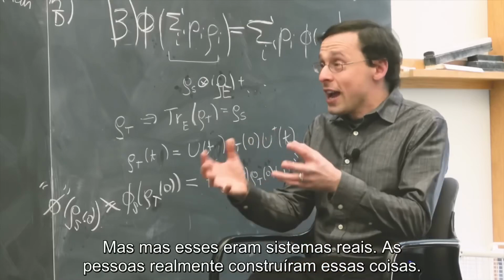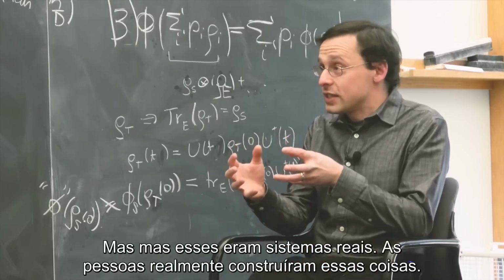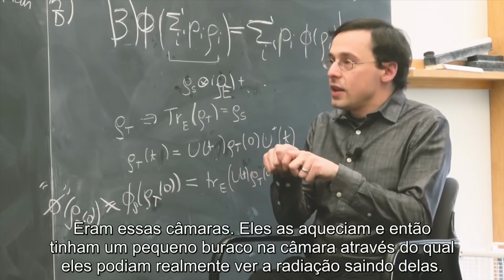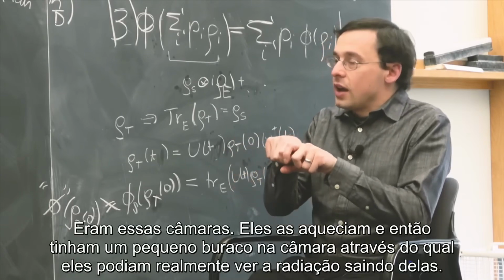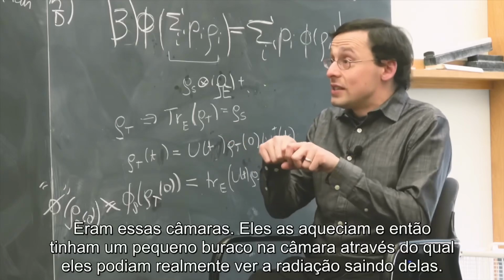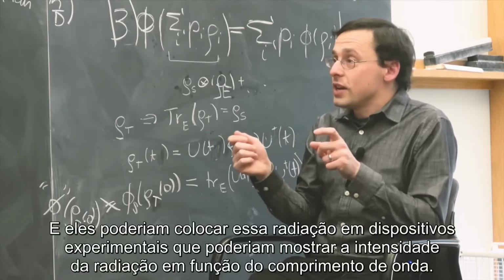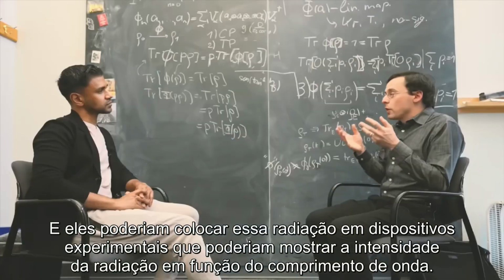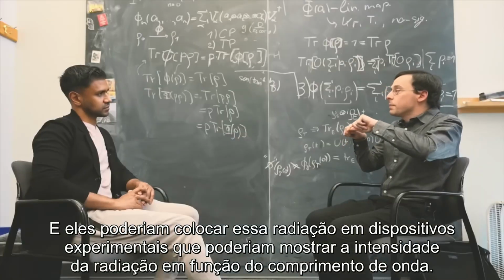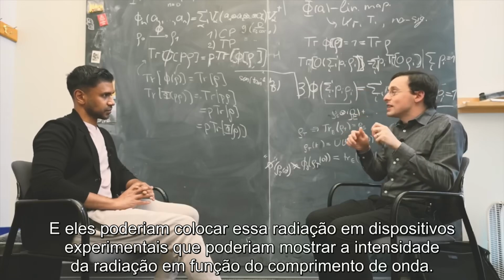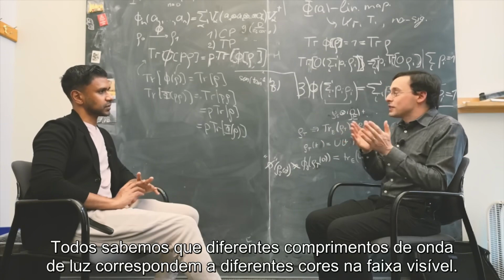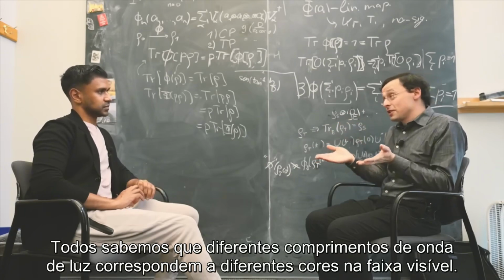But these were actual systems. People actually built these things. They were these chambers. They would heat them up, and then they would have a little hole in the chamber through which they could see radiation coming out of them, and they could put that radiation through experimental devices that could show them how intense the radiation was as a function of wavelength. Right? We all know that different wavelengths of light correspond to different colors in the visible range.